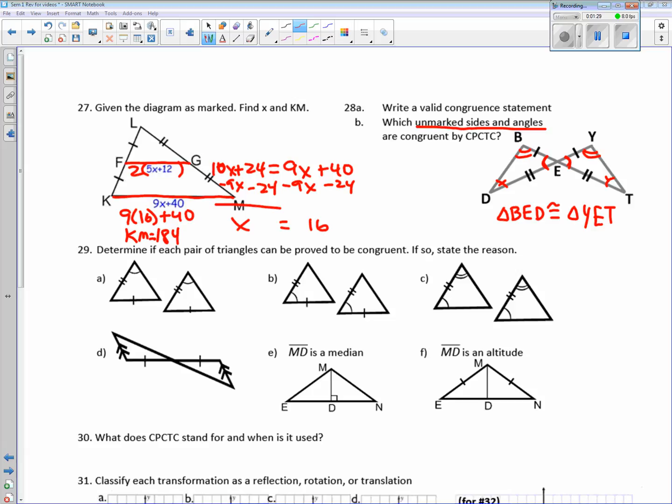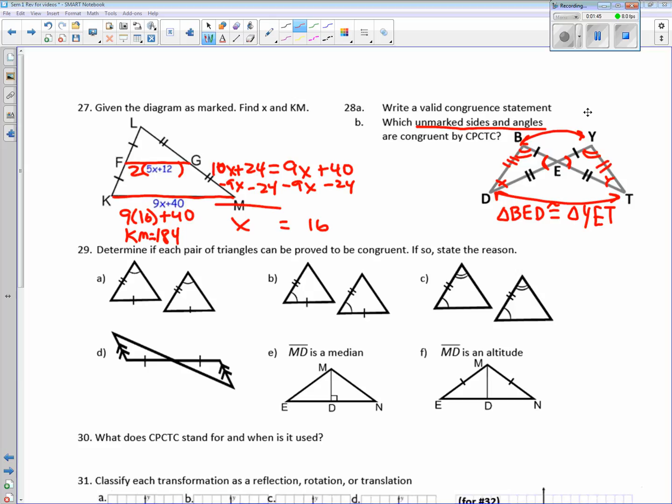So what are the unmarked angles and sides? Well, obviously B and Y are matching angles, D and T are matching angles, and angle E and angle E are matching angles. And then side BD is going to match side YT.